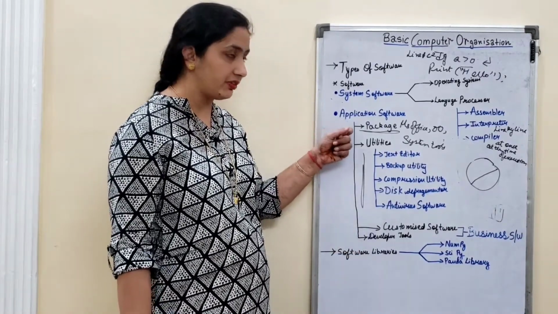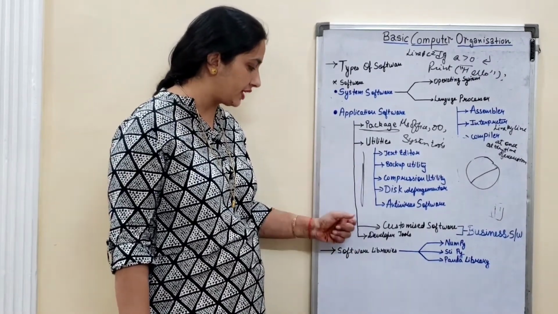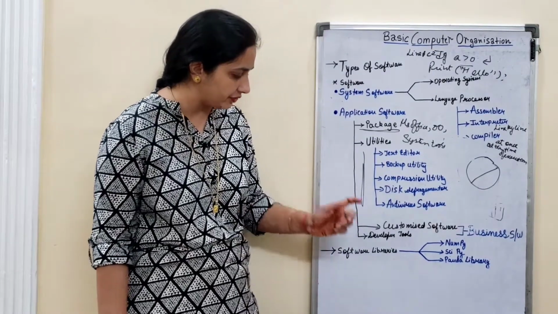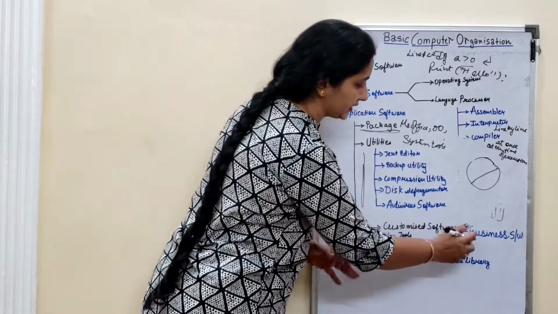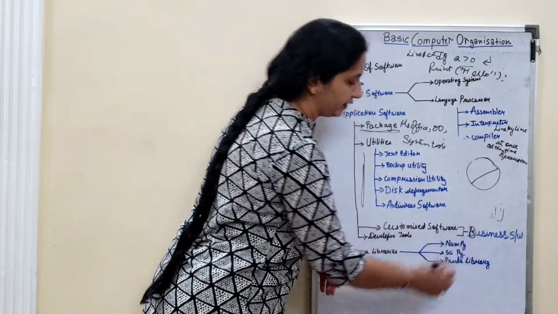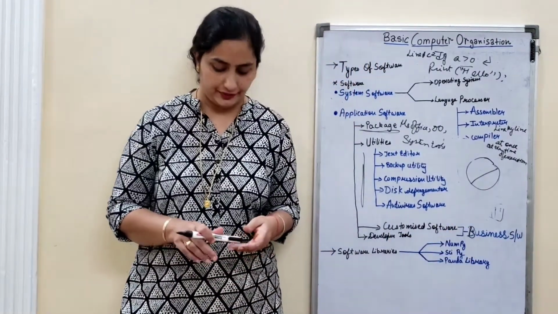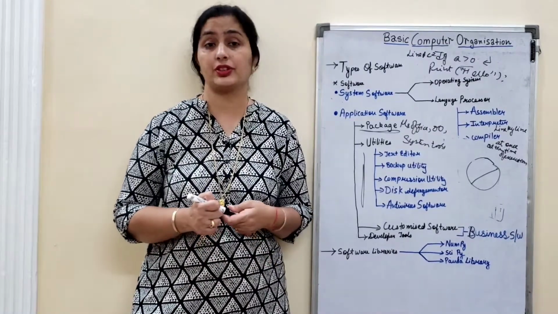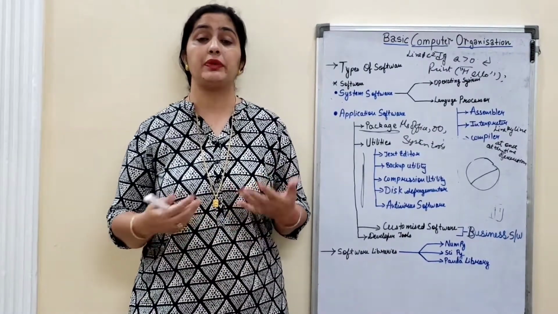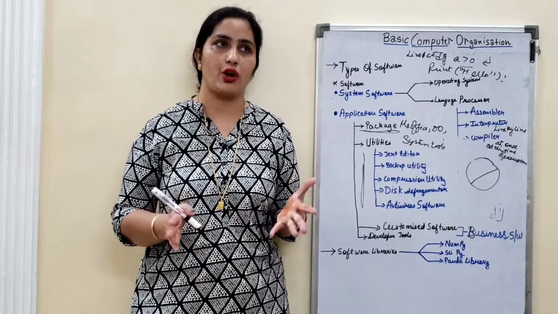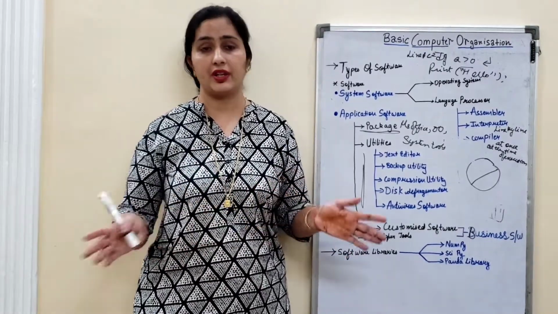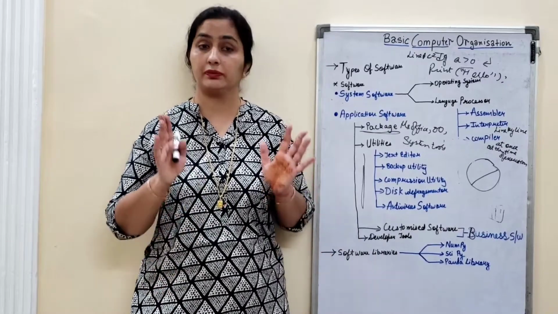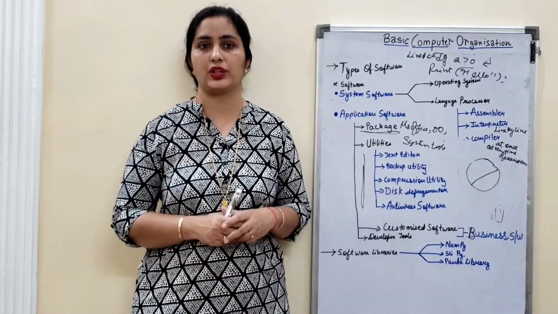In application software we did packages, then utilities, and now this third one is customized software or developer tools. All together, this is called business software. Now what is business software? Maybe in your office, or maybe if your mother or father are doing business in their shop or in their factory, they have computers. I told you everywhere nowadays we are using computers, so they must have a computer at their workplace.